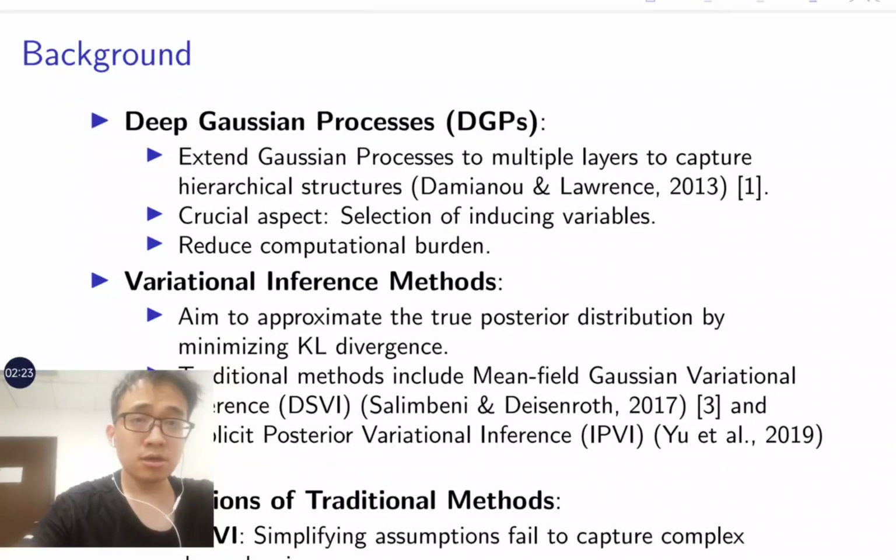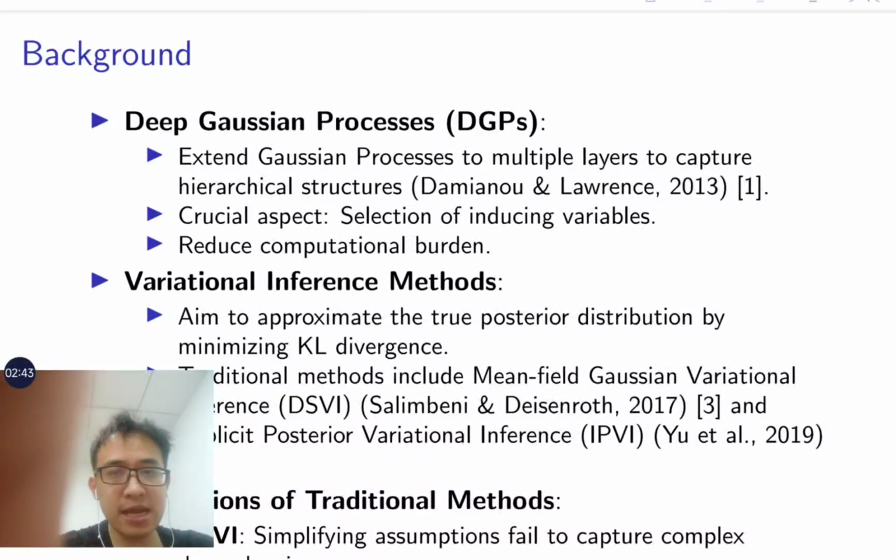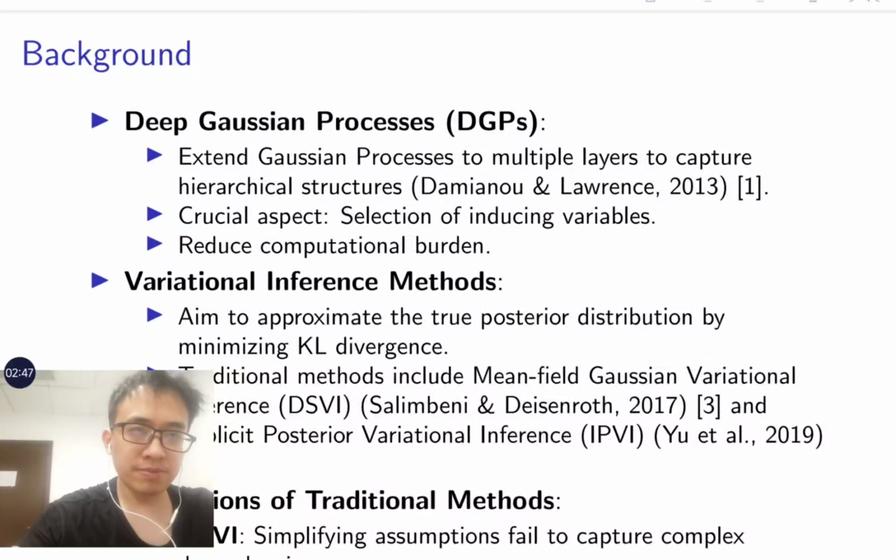The most crucial aspect is the selection of the inducing points. We all know inducing points are motivated to reduce the computational burden and to accelerate the computation of DGP models. It uses inducing points as representations for the whole data set to avoid O(n cubed) computation, reducing it to O(m squared) computations, where m is the number of inducing points.